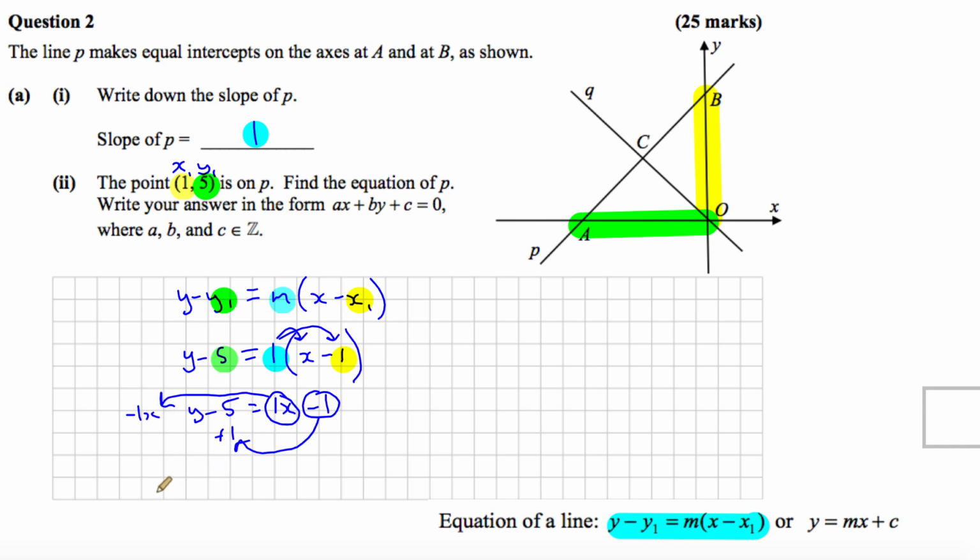So we have the minus 1x, we have our y, and then minus 5 plus 1, that's going to be minus 4, and that's equal to 0. So now we have it in the form we were asked, where a, b and c are integers. So we have minus 1x plus 1y minus 4 is equal to 0. That's the end of A part 2.